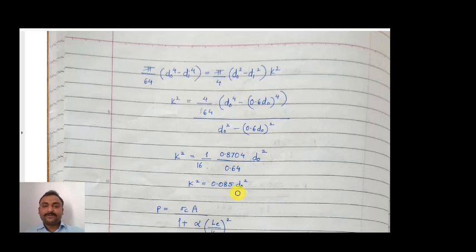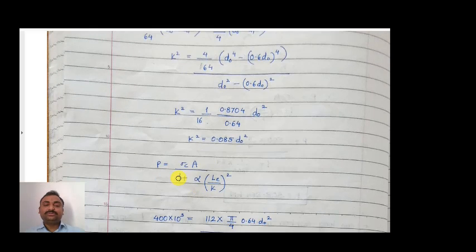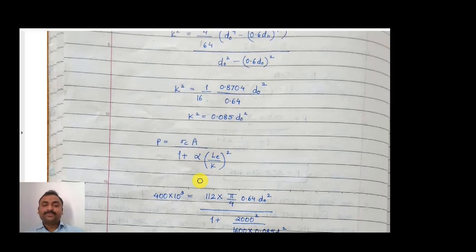0.085 Do square. Okay. Now, as we know the value of crippling load, we know the value of sigma c, but we don't know the dimensions, that is k and A. Just put the values. As alpha is also given and equivalent length also we know. Just the given values. P is 400 kilonewton, that is 400 times 10 to the power 3. Sigma c, that is safe working stress, 112. Area is pi by 4 times Do square minus Di square, so it will be 0.64 Do square.